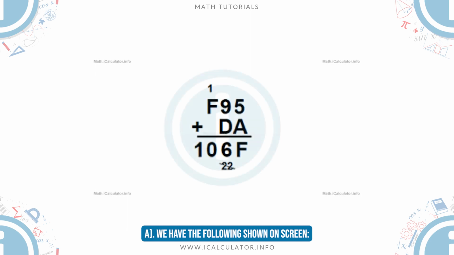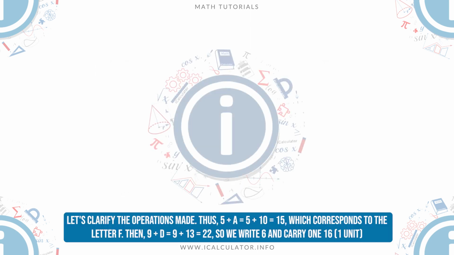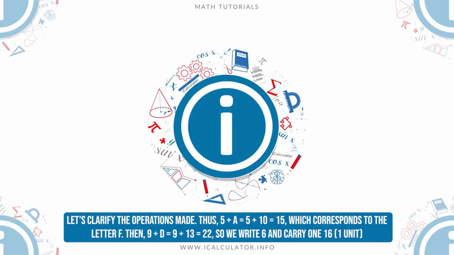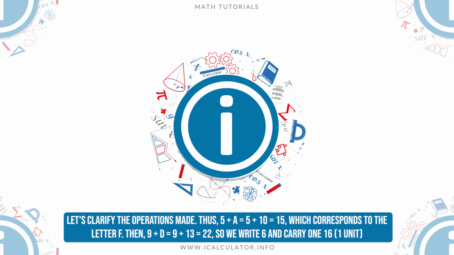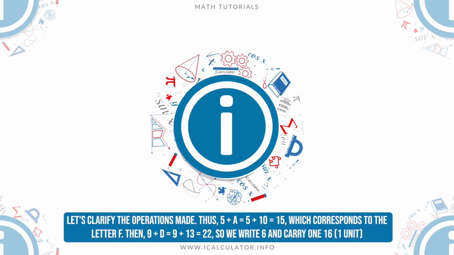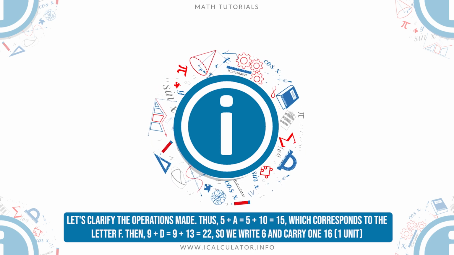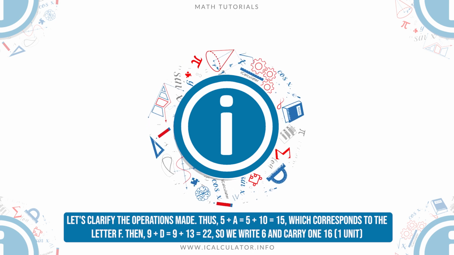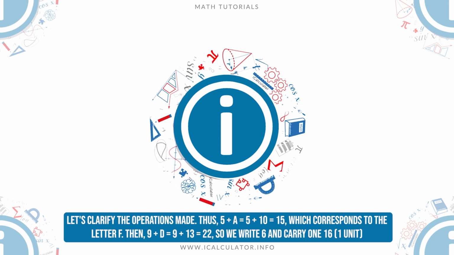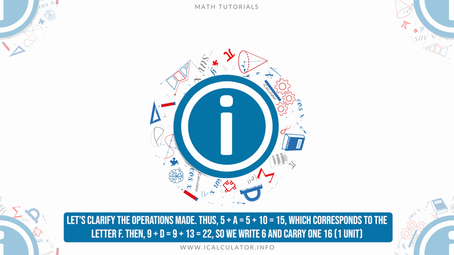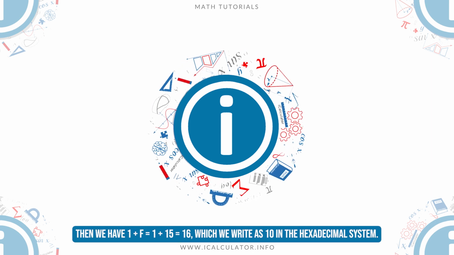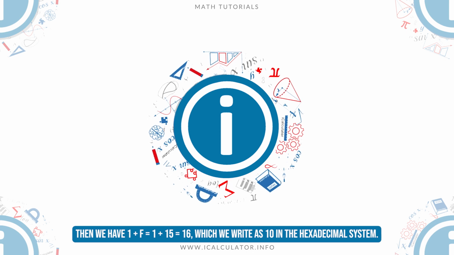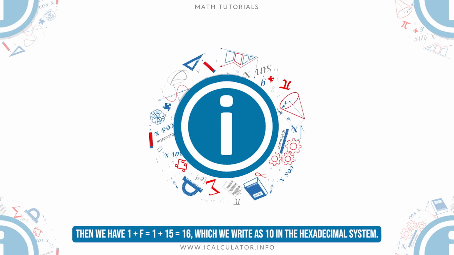A. We have the following shown on screen. Let's clarify the operations made. Thus, 5 plus A equals 5 plus 10 is equal to 15, which corresponds to the letter F. Then, 9 plus D equals 9 plus 13 is equal to 22, so we write 6 and carry 1 unit of 16 to the next position on the left. Then we have 1 plus F equals 1 plus 15 is equal to 16, which we write as 10 in the hexadecimal system.